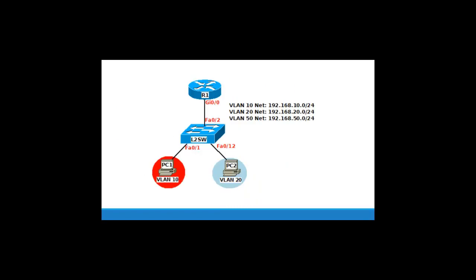So here's the topology I'm going to work with. I'm going to have two PCs, one in VLAN 10, one in VLAN 20. And then I've created VLAN 50 to be my native VLAN because I'm going to use 802.1Q trunking across the link between the router and the switch.